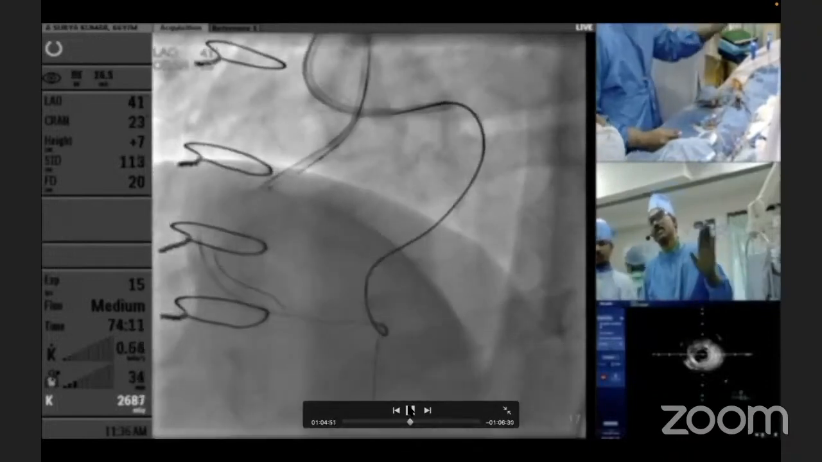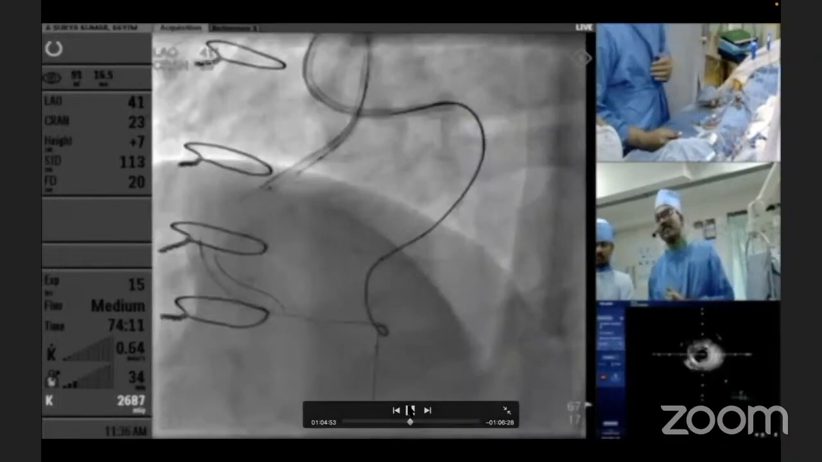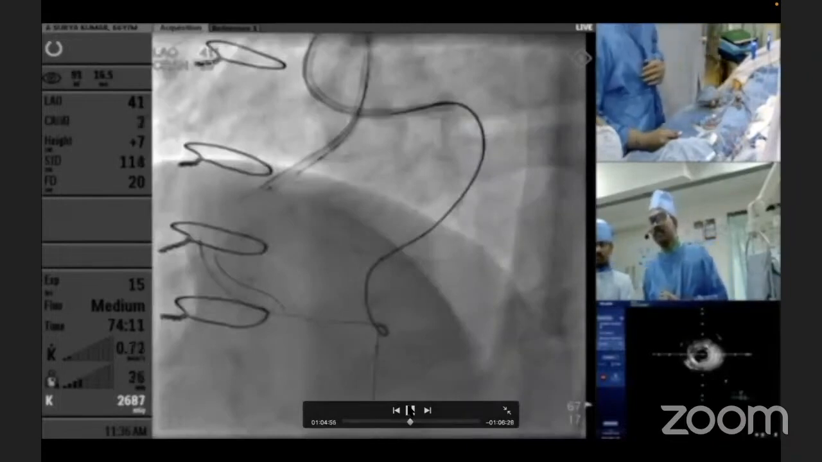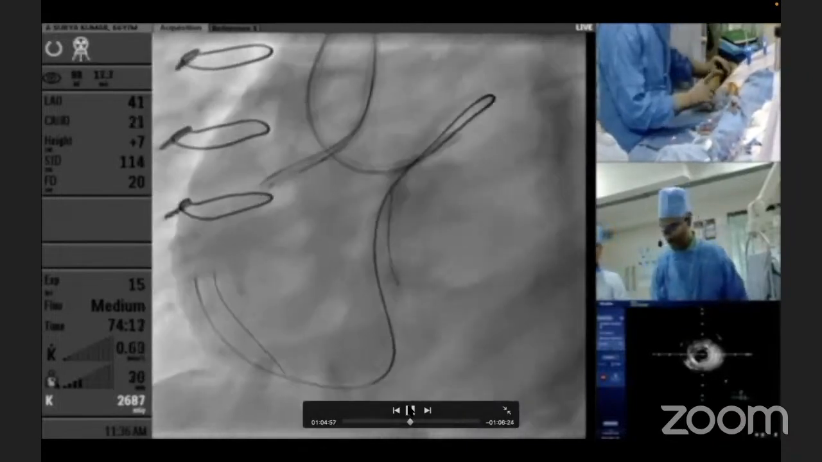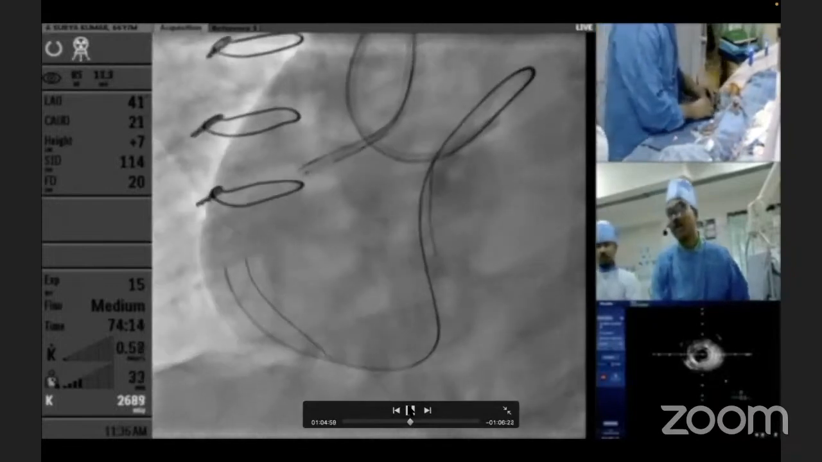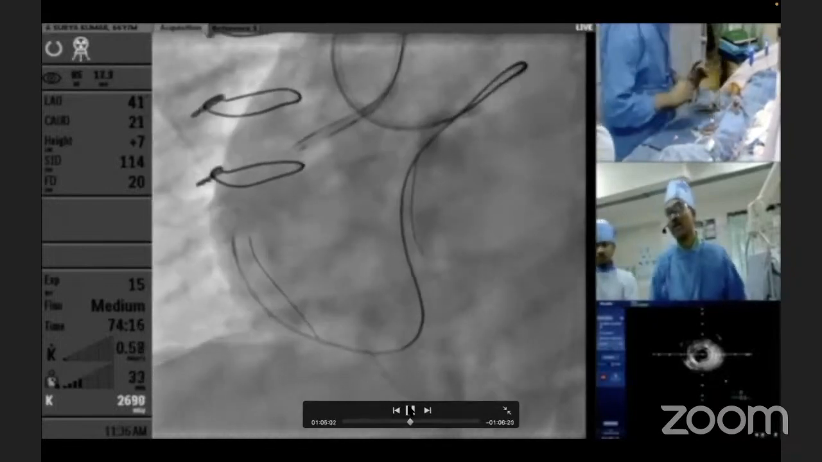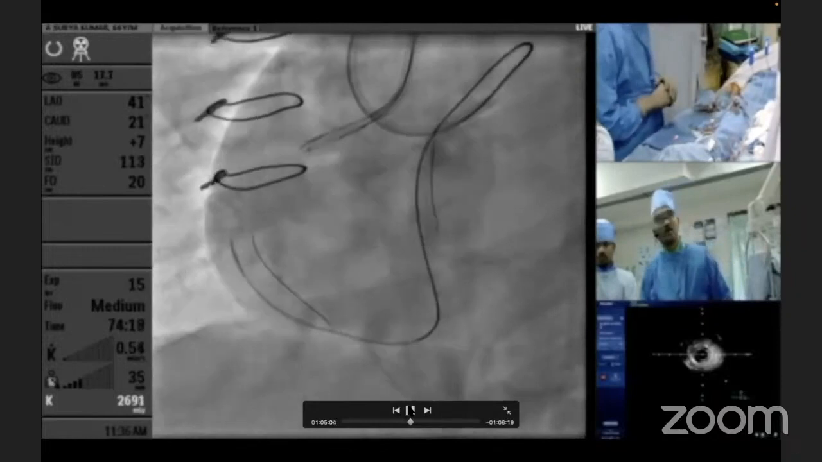Yeah, record. I mean, we don't know exactly if it is subintimal. I can only say it is within the vessel architecture. Yeah. But you can clearly see your retrograde microcatheter is in a different plane altogether.